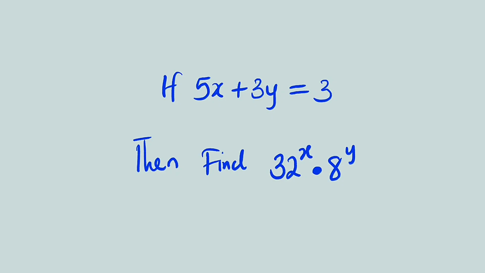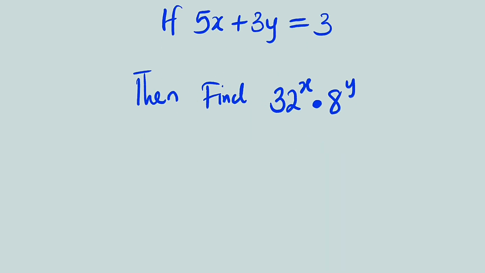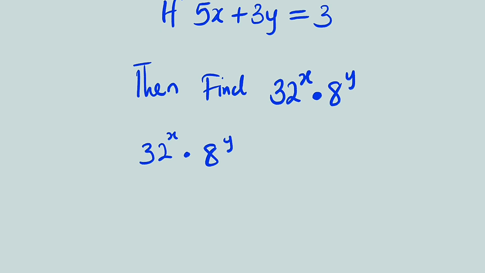Hello, good day viewers. We are given that if 5x plus 3y is equal to 3, we are asked to find the value of 32 to the power of x multiplied by 8 to the power of y. Do we have to find the values of x and y before substituting here? No. Okay, we have 32 to the power of x multiplied by 8 to the power of y. This is what we need to simplify.